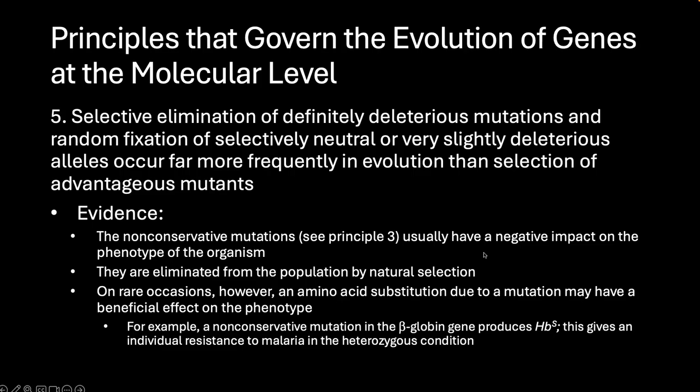Finally, the fifth principle is that the selective elimination of deleterious mutations and random fixation of neutral mutations, or very slightly deleterious mutations, are much more common than the selection of advantageous mutations. This harkens back to the principle that most mutations that affect phenotypes are negative, whereas just a few of them are positive. Ultimately, these few positive mutations drive evolutionary change, but such occurrences are rarer than the opposite.